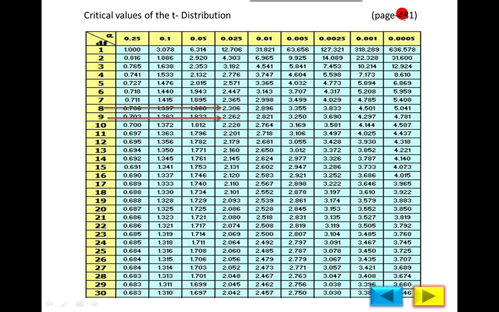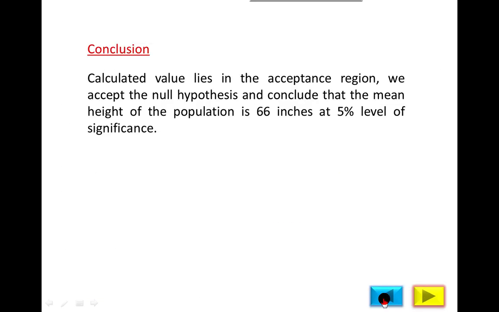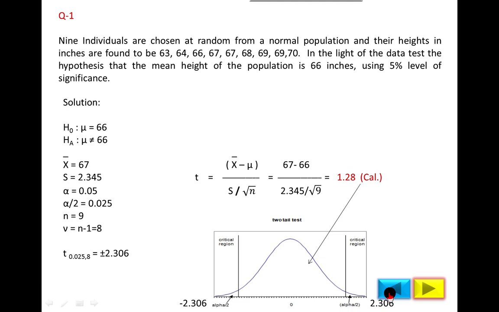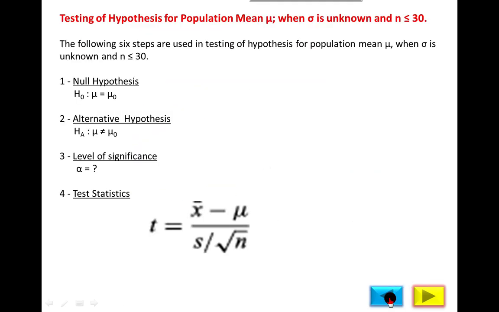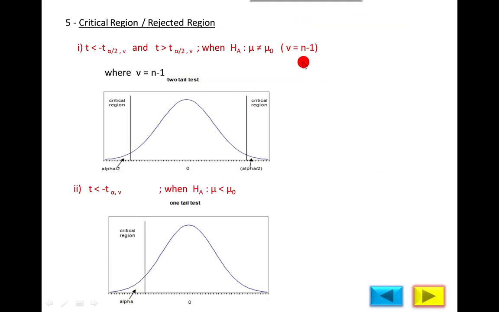In this table, page number 481, the values of alpha are given and degree of freedom n-1. We will use these two according to the data, so we will obtain the value from this. In this table, all the values are positive, but for the left hand side we will write a negative value, and for the right hand side a positive value. Okay, so this notation indicates only area.